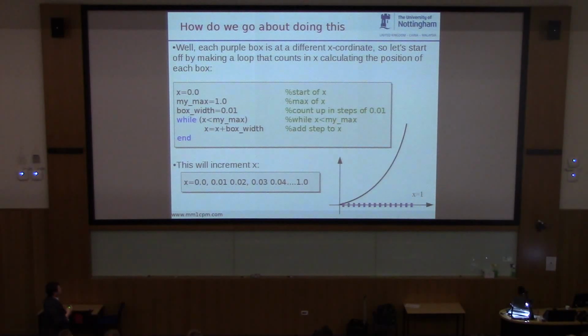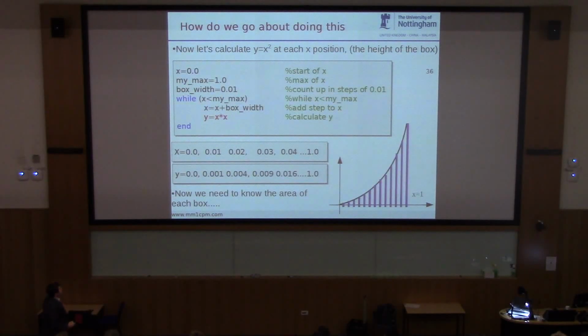I'm then going to say while x is smaller than my max, x equals x plus box width, end. So what this will do is, initially x will be 0, then we go round here once, and it'll add box width to x, so x will be 0.01. Then we go round again, x will be 0.02, 0.03, 0.04, etc., until we get to 1. So what this has done is generated a list of numbers of x, going from 0 to 1. Okay? So that's the first step.